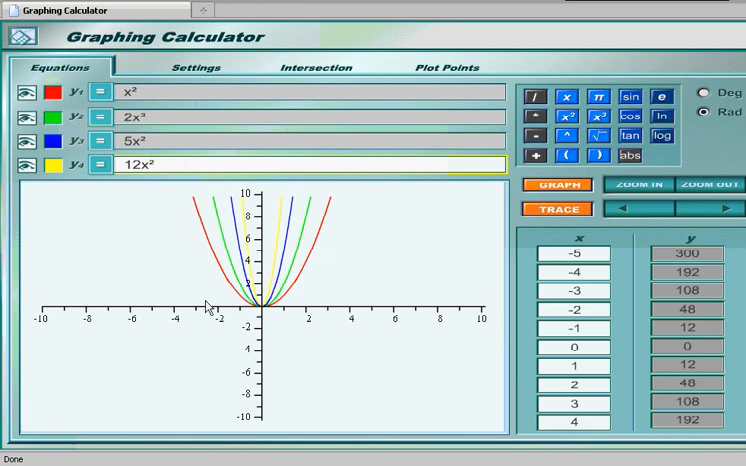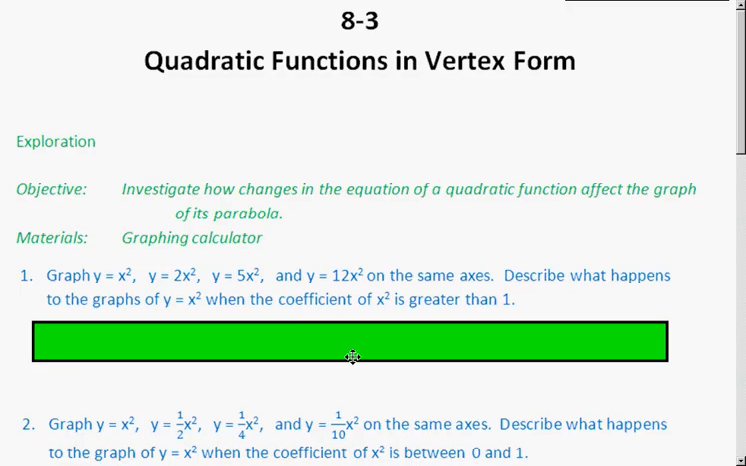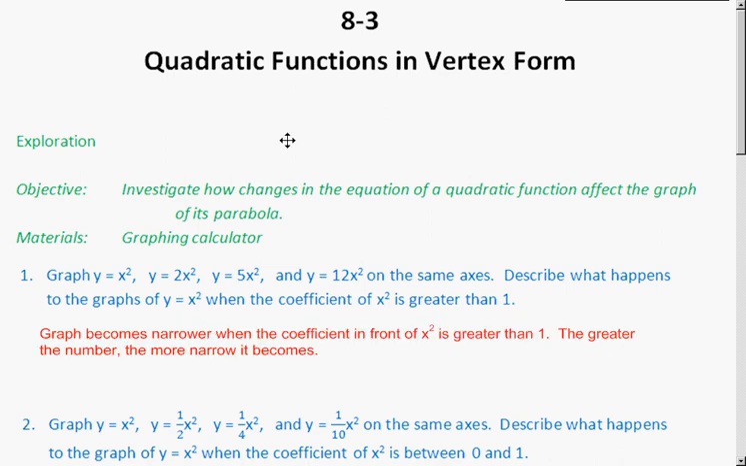You have your graph right here in front of you. What observation do you see? Well, you should have stated that when the coefficient a is greater than 1, so when it gets further away from 1, this is what happens. The graph becomes narrower when the coefficient in front of x squared is greater than 1. The greater the number, the more narrow it becomes.